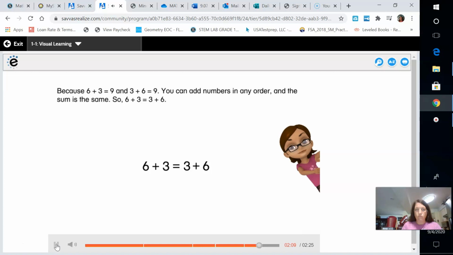Because 6 plus 3 equals 9, and 3 plus 6 equals 9. You can add numbers in any order, and the sum is the same. So, 6 plus 3 equals 3 plus 6.